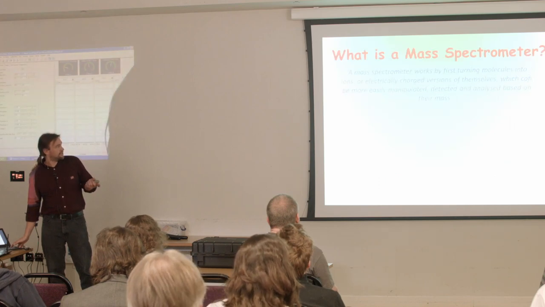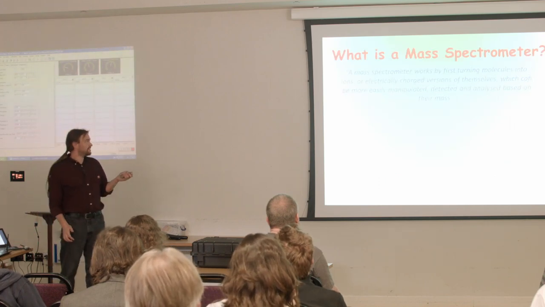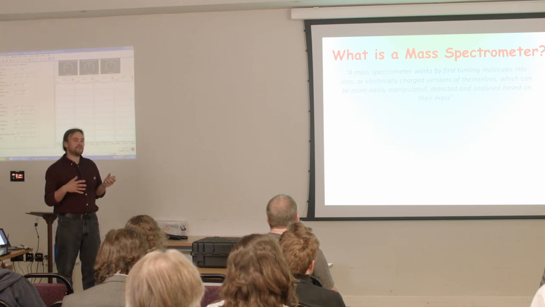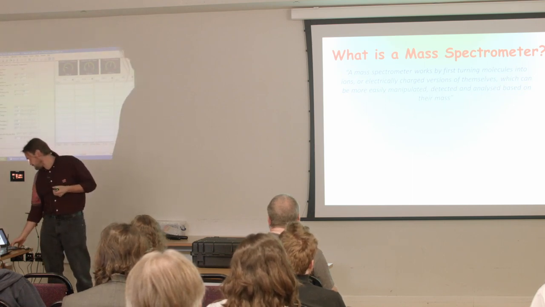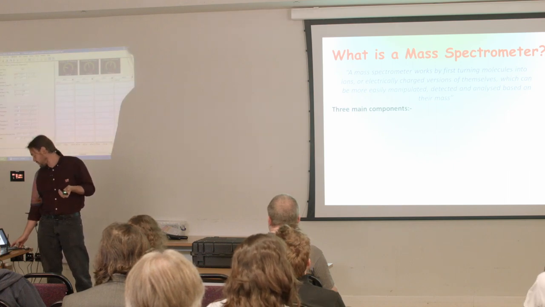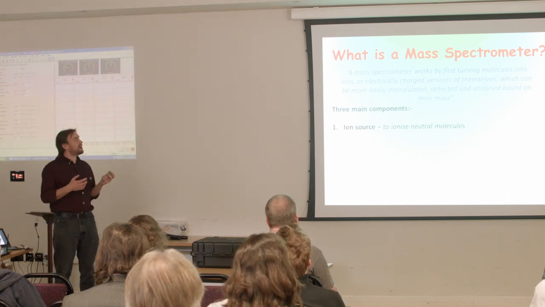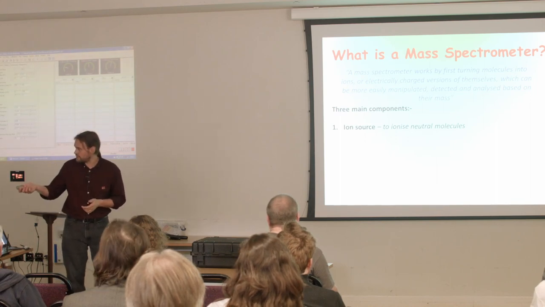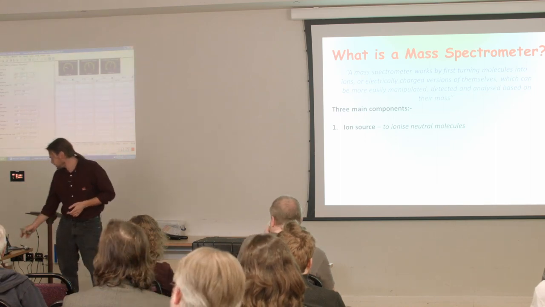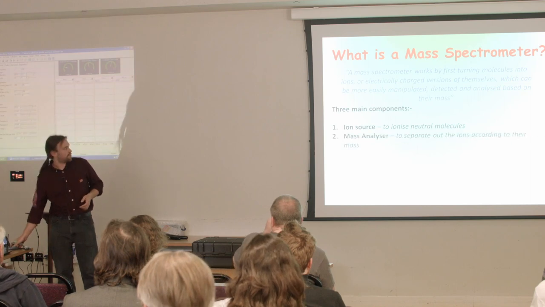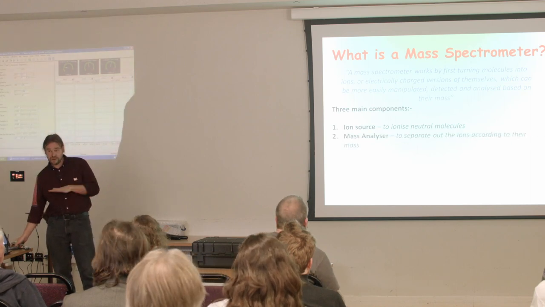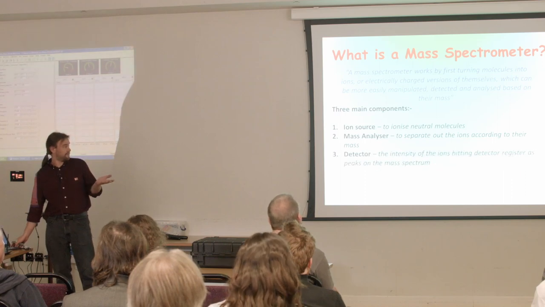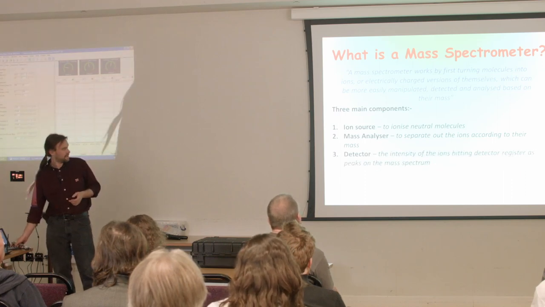So what is a mass spectrometer? Okay, here's a nice simple explanation. So first of all, you have to create ions. So there's three main components. So you create ions in the ion source. So on this instrument, it's on the front. This bit, I can pull that off in a second, show it to you. We then have a mass analyzer, which separates out the ions according to their mass. And then we need some kind of means of detection at the end.